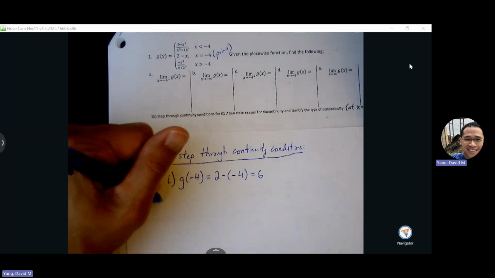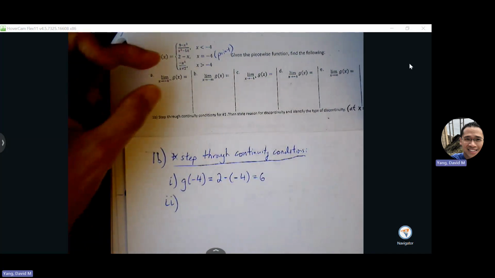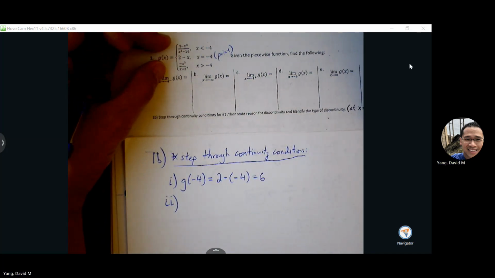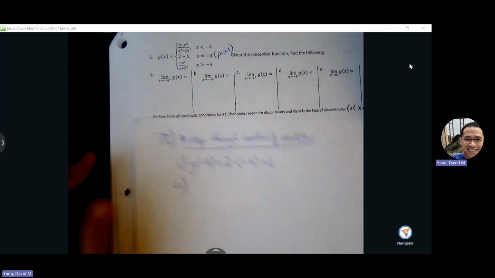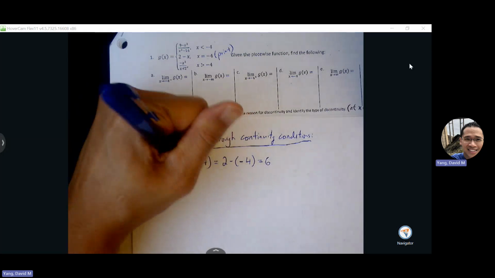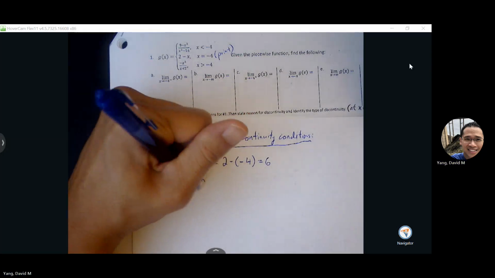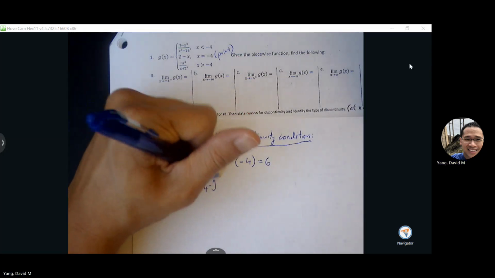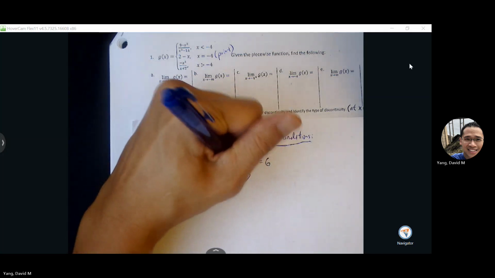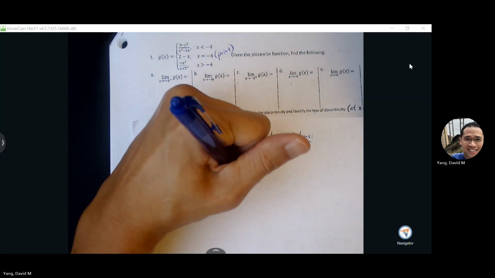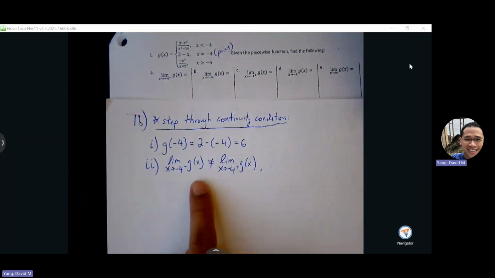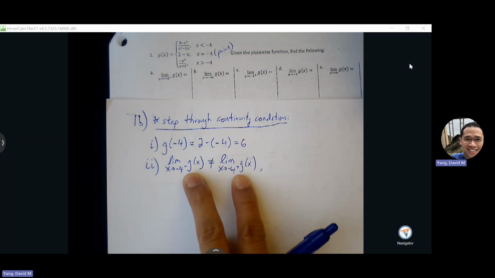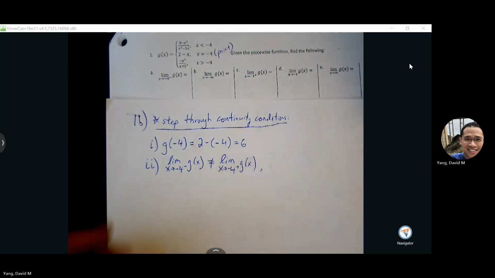Second condition, does the limit exist? We have to rely on 2 limit statements. But we already gathered that from part B and D, right? And we already know that they're not in agreement. So we can just say limit, okay. Therefore, what can we conclude? Because the one side limits are not the same. Yeah, the limit doesn't exist.